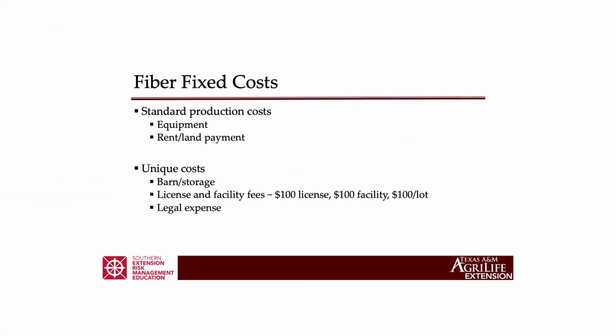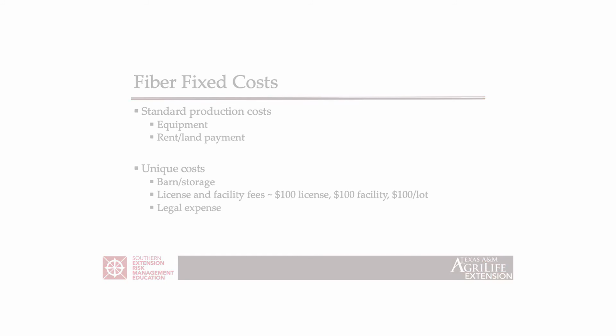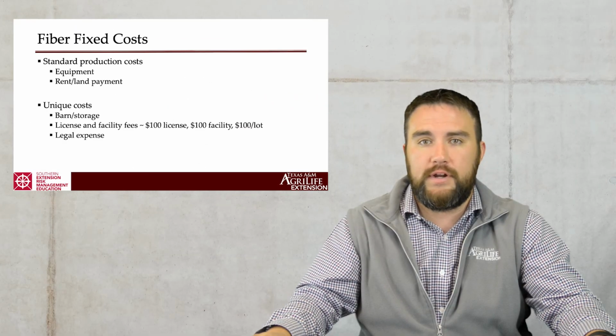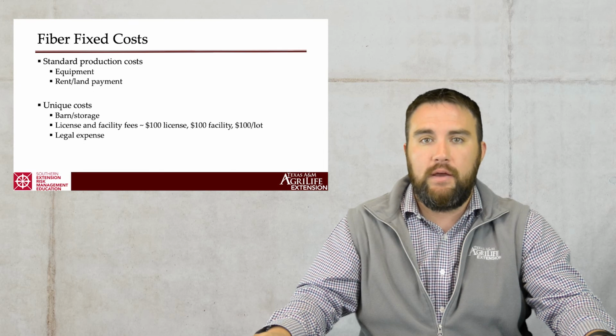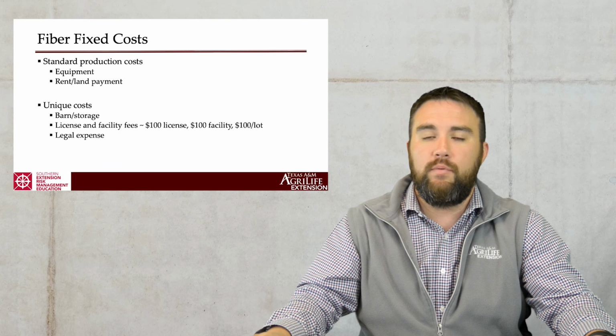These include also licensing and facility fees, which are about $100 per license, $100 per facility, or $100 per lot. And finally, legal expense. Again, we recommend that you visit with a lawyer to review your contract for hemp fiber production, which again is going to cost you some money in the beginning, but will probably be a risk management tool whenever you consider your contract in the long run.